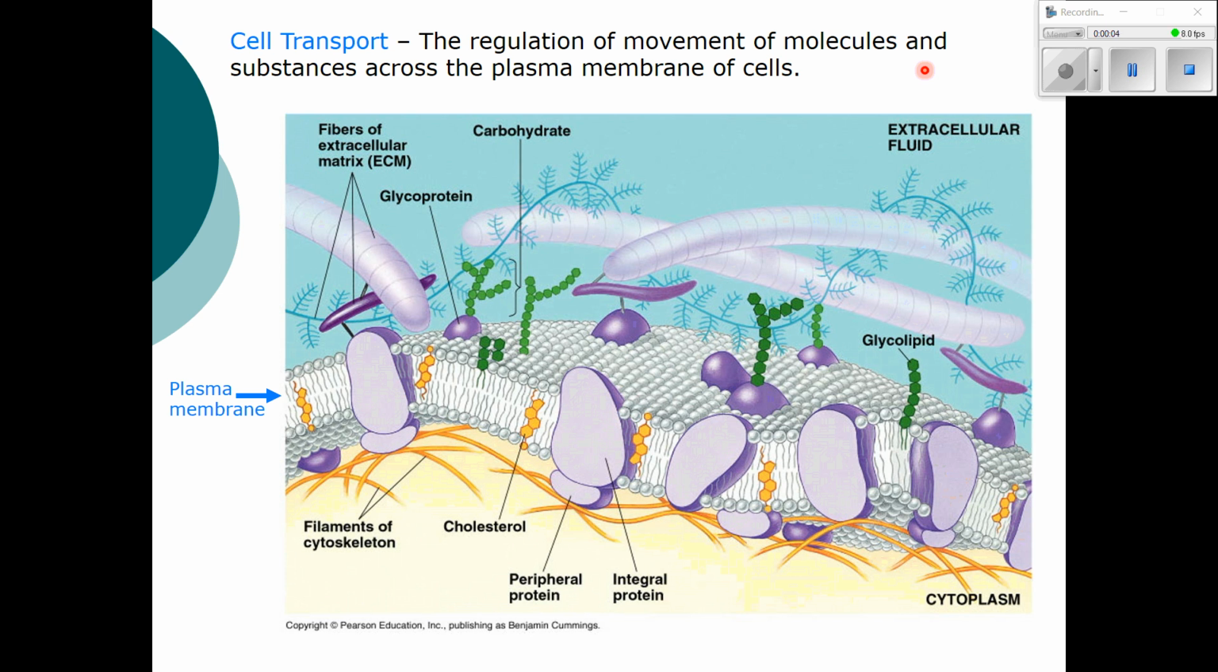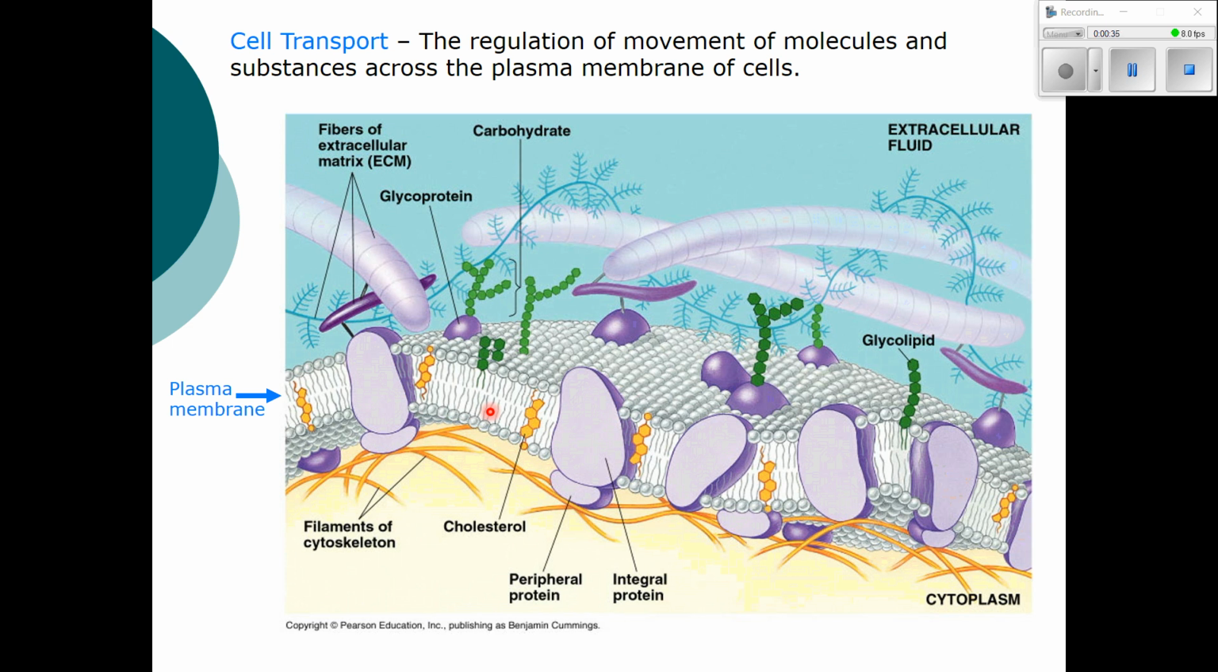Welcome to our lesson on cell transport, the regulation of movement of molecules and substances across the plasma membrane of cells. You're looking at an image of a plasma membrane. Remember, the main component of all plasma membranes is a phospholipid bilayer. This membrane surrounds every single living cell on Earth.